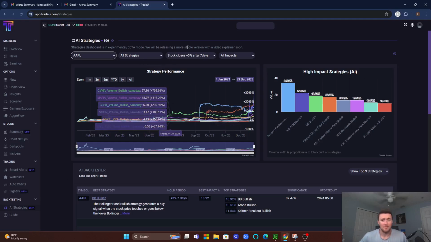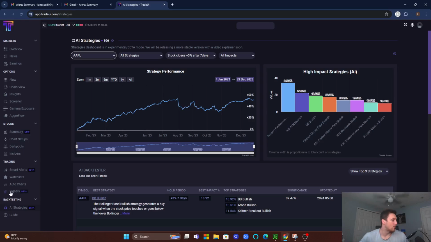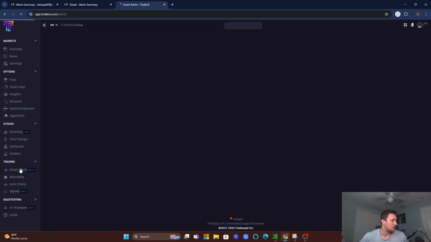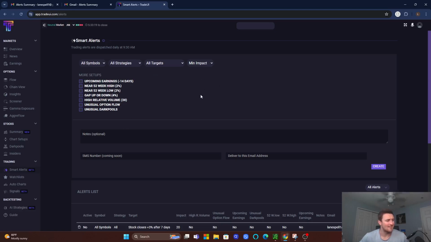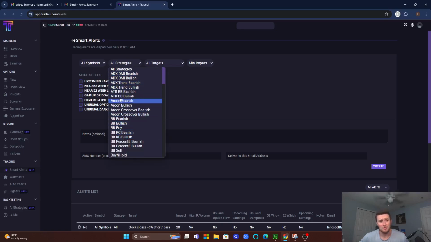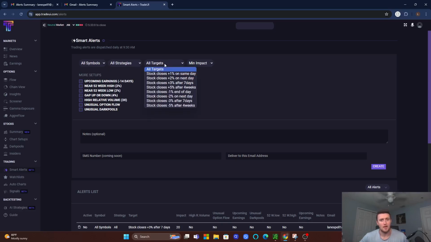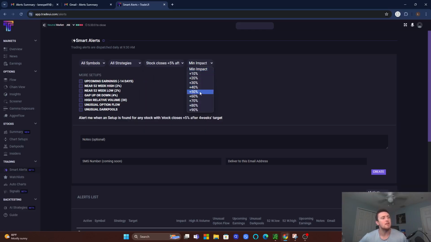Well, once we've figured out the strategies we like to trade, we can go over to Smart Alerts. What Smart Alerts does is you can actually set up your criteria based on what you want to trade. So say you only want to trade a certain ticker, or maybe there's only a certain strategy you want to trade. Or maybe you're focused on, I just want to find 5% moves in the next 4 weeks, find me all the best setups. So what you can do is you can actually filter by that, and then you can filter by that impact score, which we saw earlier.